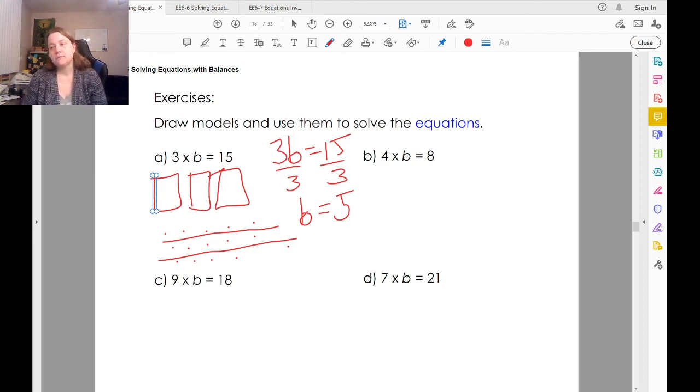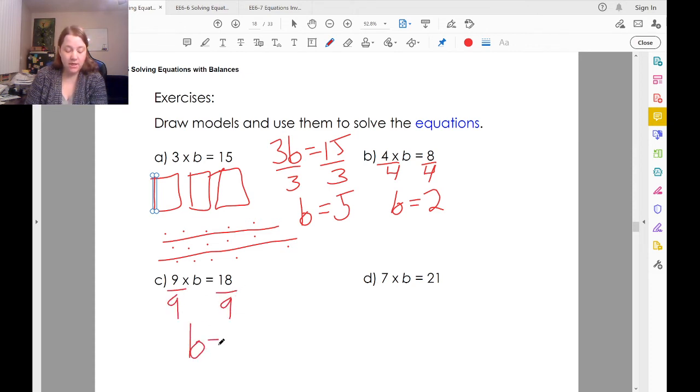Welcome back. So for letter B, we have 4B equals 8. Because I'm multiplying, there are 4 B's there, and I only want 1. So I'm going to divide each side by 4, and I'm left with B equals 2. Letter C, there are 9 bags. So I'm going to divide each side by 9 and be left with B equals 2.